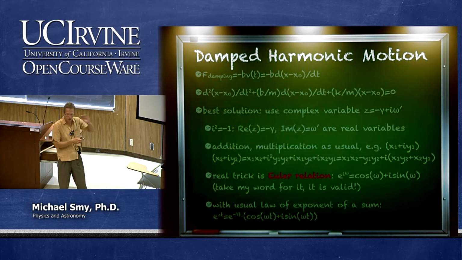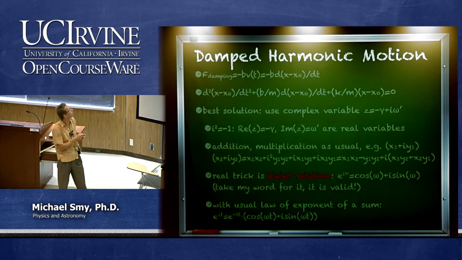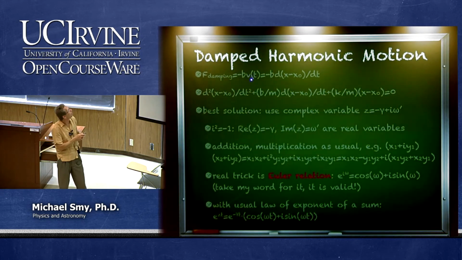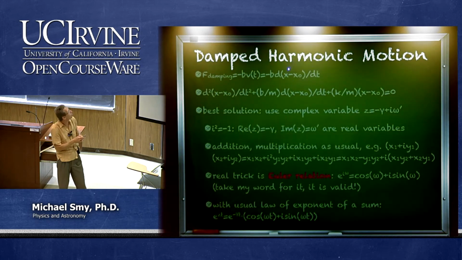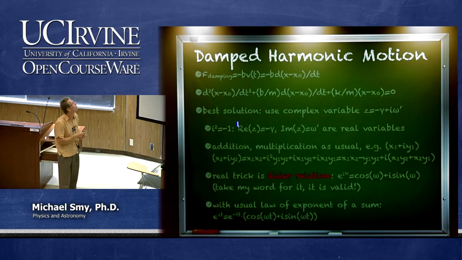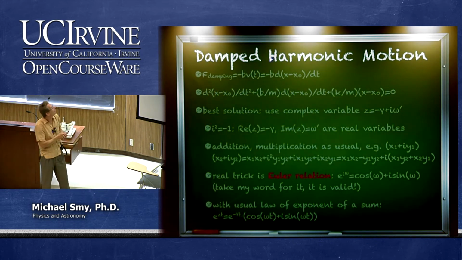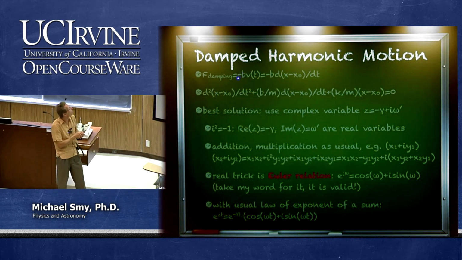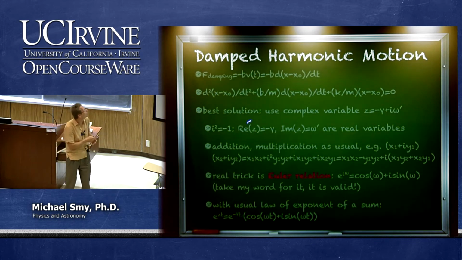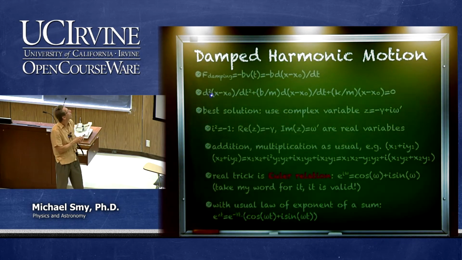That means the faster the object moves, the more damping force there is. So since we know that the velocity is the first derivative of x minus x naught, then we simply have this coefficient b, which we call the damping coefficient.